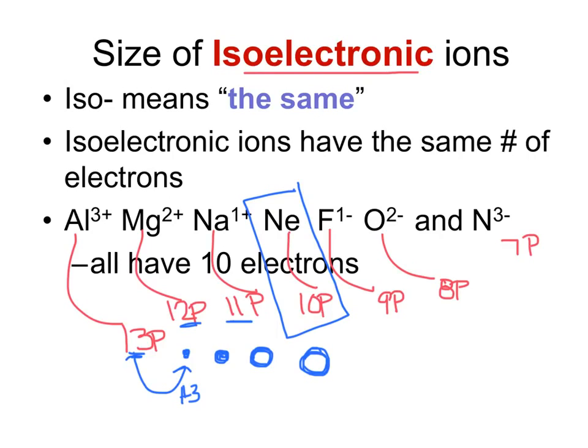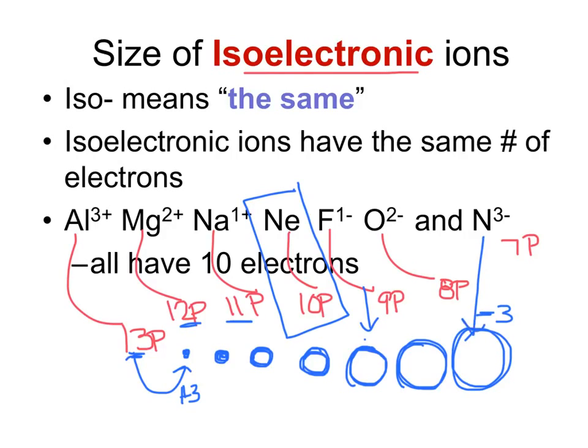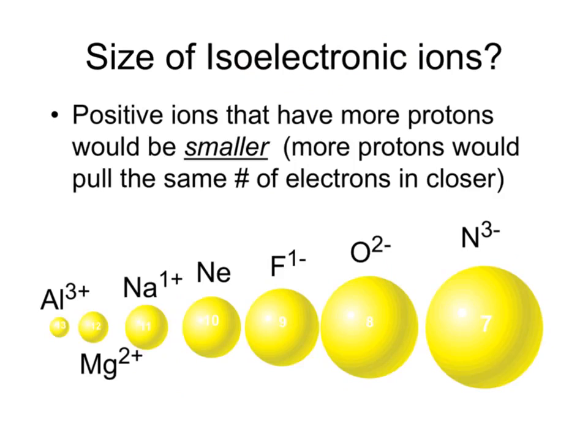As we go the other direction, now fluorine only has 9 protons. It's not going to be able to control all 10 of those electrons as well, so it's going to be bigger. Oxygen has 2 extra electrons, and nitrogen has 3 extra electrons. So as we go across, the -3 one is always going to end up being the largest because it's got 3 extra electrons it's trying to control. And this diagram just shows you the same thing. Notice size-wise, the more negative it is, the larger it's going to be. The more positive it is, the smaller it's going to be, with the neutral one being right in the middle. And these happen to be isoelectronic. They all have the exact same number of electrons.